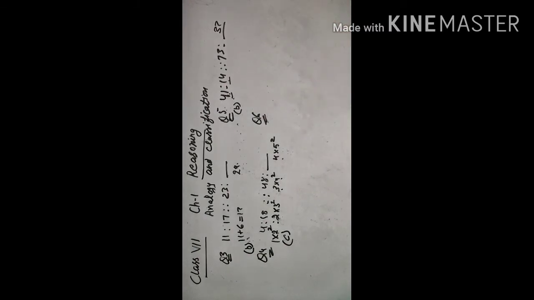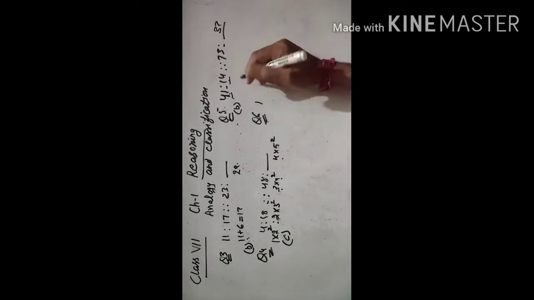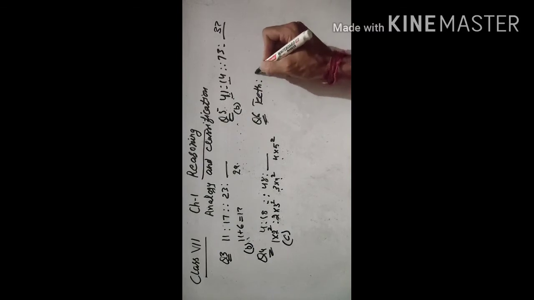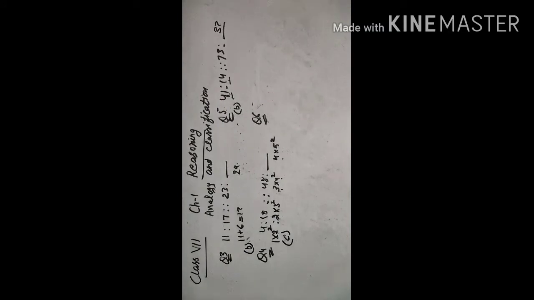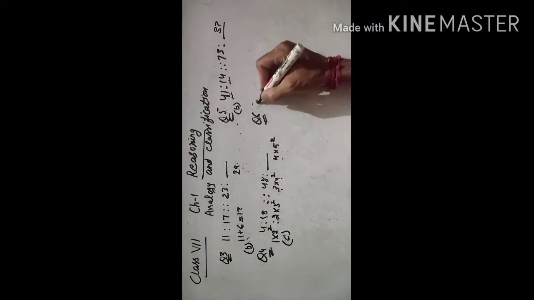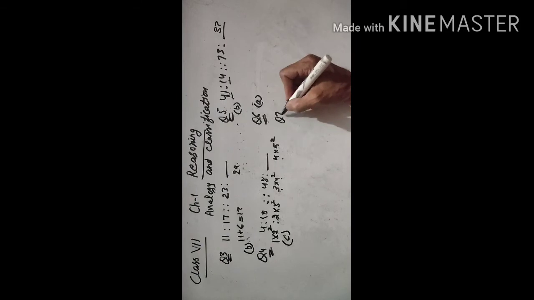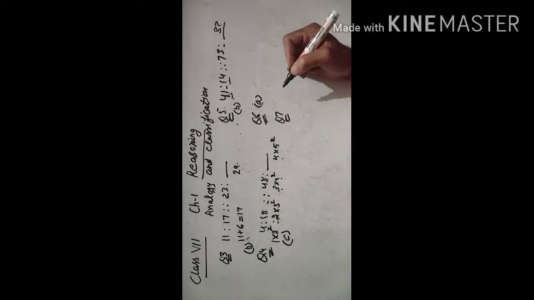Question 6. Teeth is to chew, mind is to think. So answer is think. Think means A option. Question 7 is countries is to state, and years is to odds, days, weeks, and months. Months is the answer. D is option. Question 7, D is the option. Now question number 8.